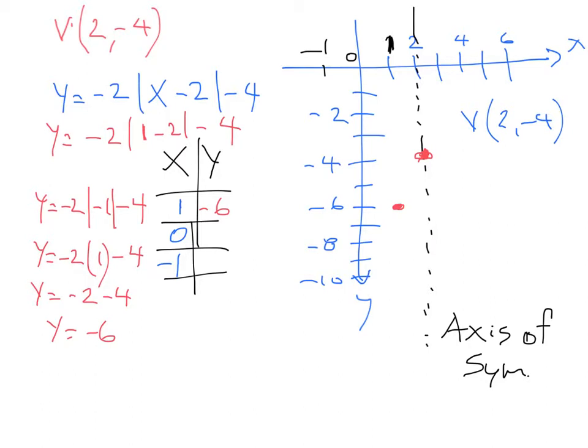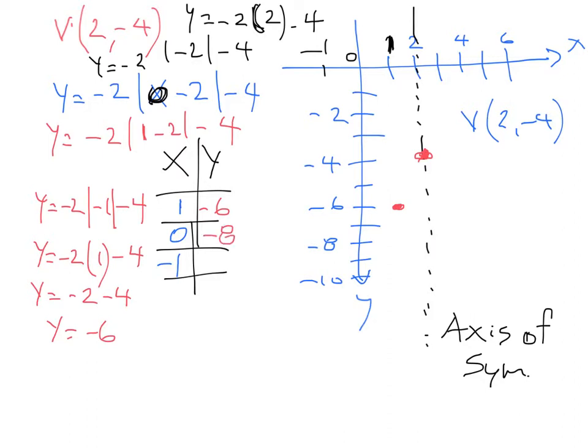Now let's do the same for 0. I'm not going to do every single step, but this is going to turn into 0 minus 2, which gives me the absolute value of -2. Once you do the absolute value of -2, that turns into +2. So you'll have y equals -2 times 2 minus 4. PEMDAS will give me -2 times 2 is -4, minus 4 is -8. So I'll come over here and put -8 right there.